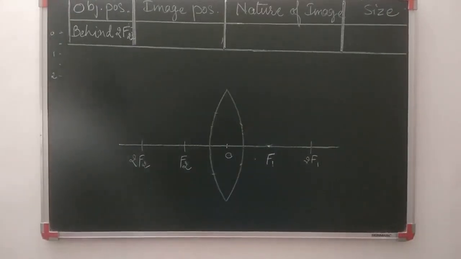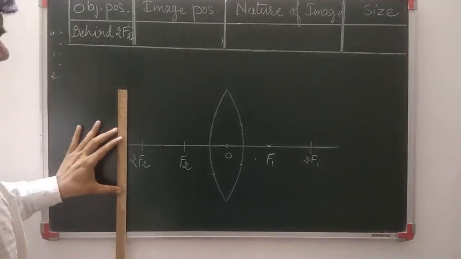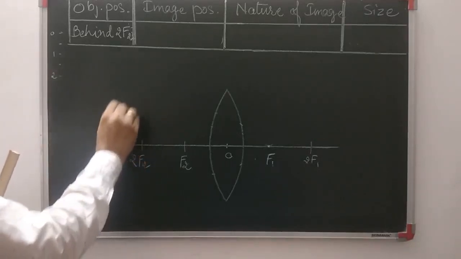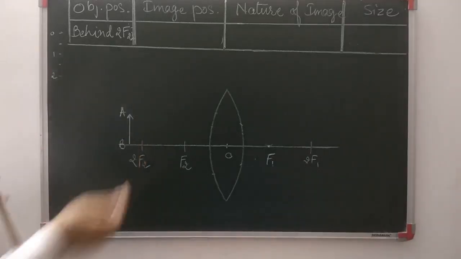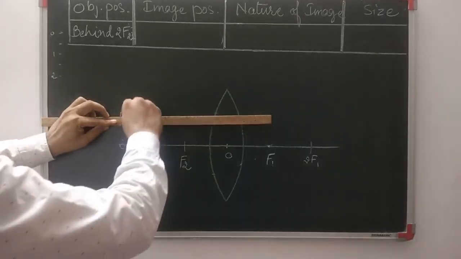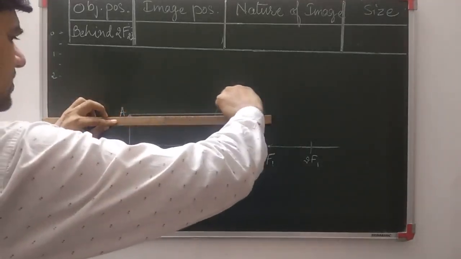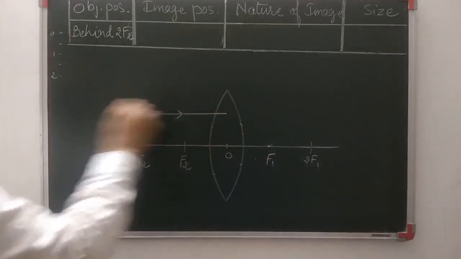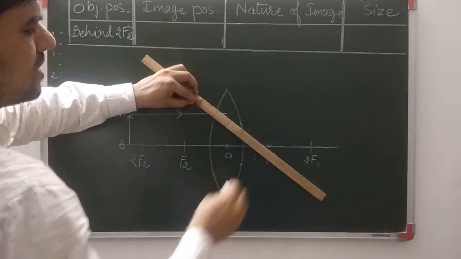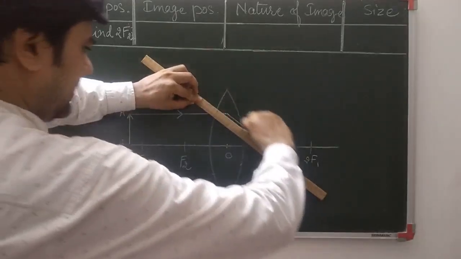Let us see the second position. You can see here the position of the object is behind 2F2. So let us put the object somewhere here. Let us give it the name AB. We have to use any two of the conditions to obtain the image. Let us take the first ray, which is parallel to the principal axis. After the refraction, it must pass through the focus. So this is the ray.